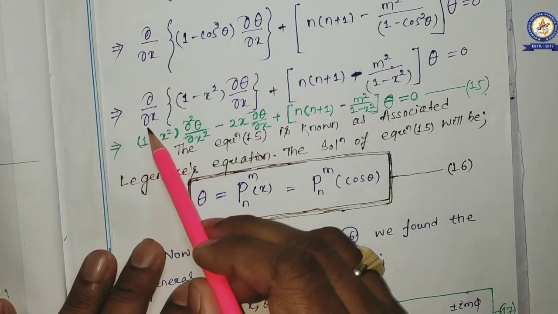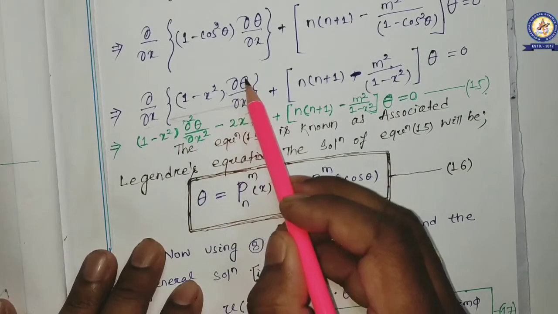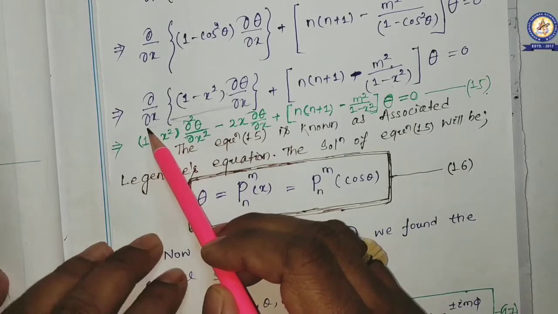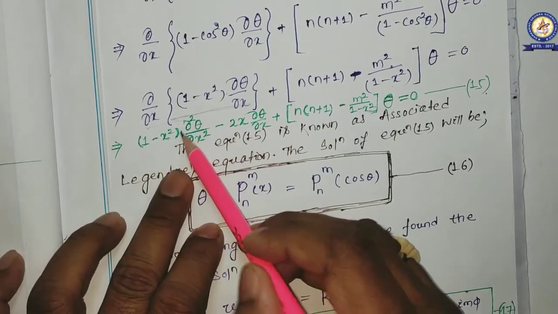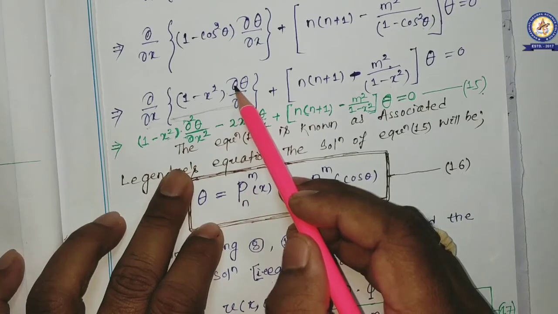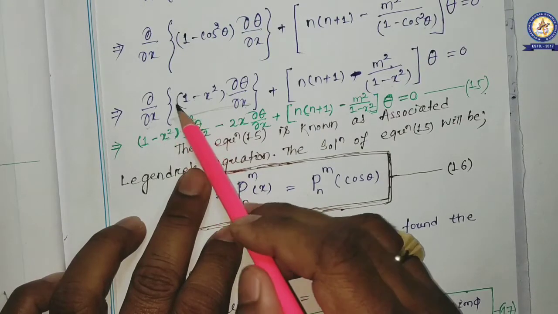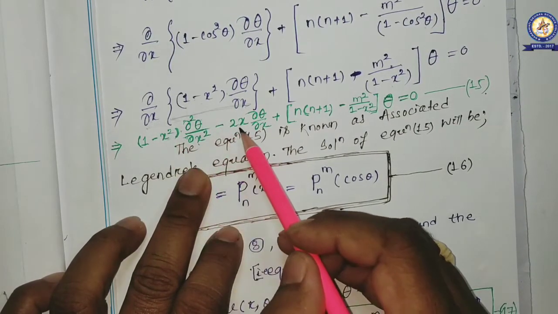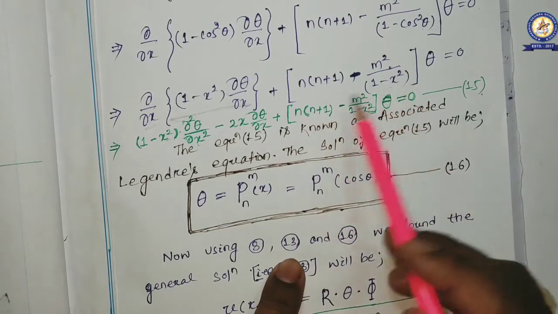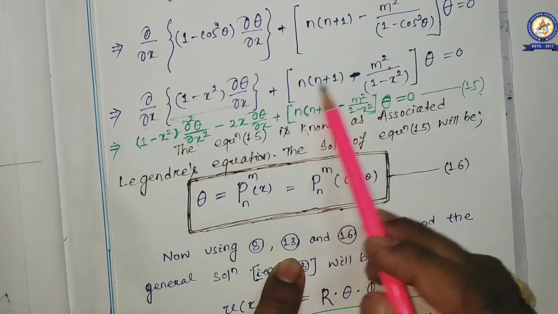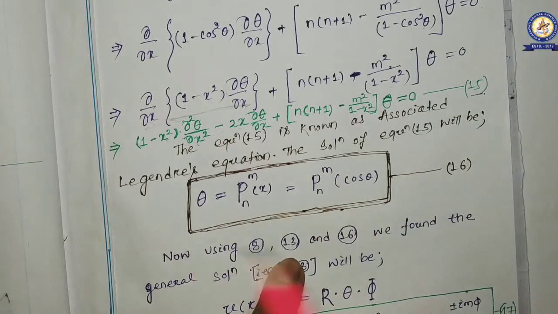So you just differentiate this one by using the product formula. 1 minus x square into del capital theta by del x with respect to x. First differentiate this term. It will be 1 minus x square into del by del x of del capital theta by del x, that is del square capital theta by del x square. Then we have to differentiate 1 minus x square with respect to x. It will be minus 2x, and here del capital theta by del x, right? Now this term as usual has been written, nothing changed: n into n plus 1 minus m square by 1 minus x square into capital theta equal to 0. Let this be your equation number 15.